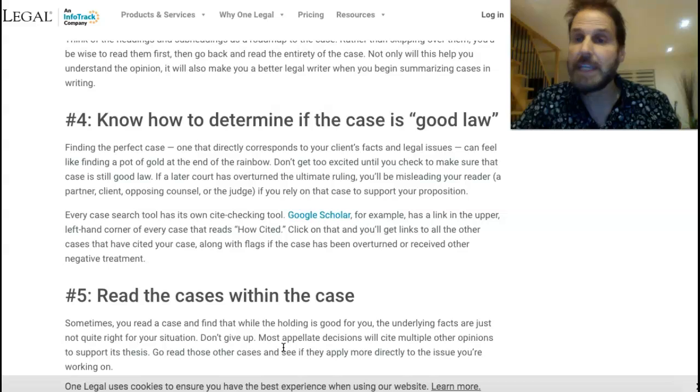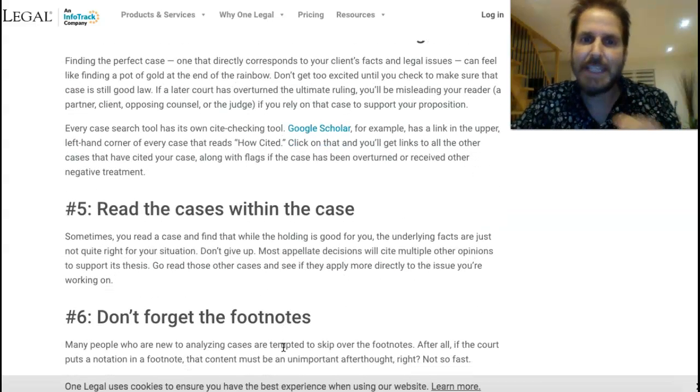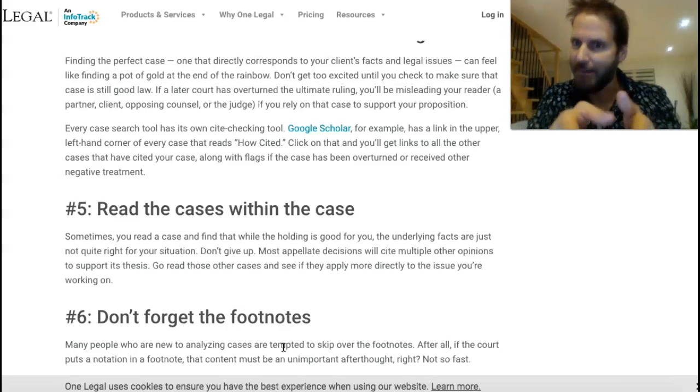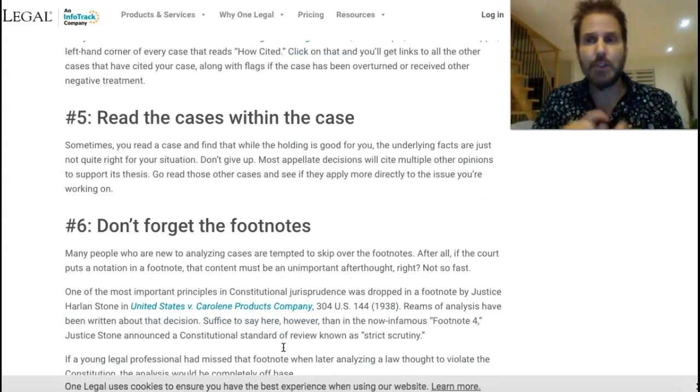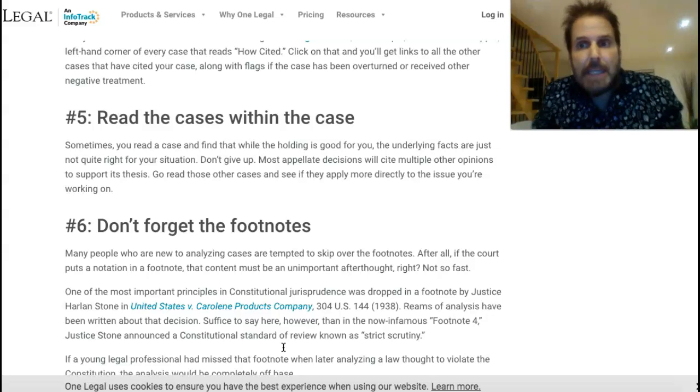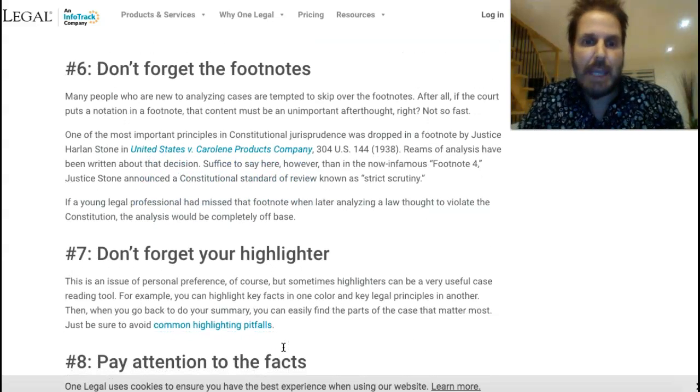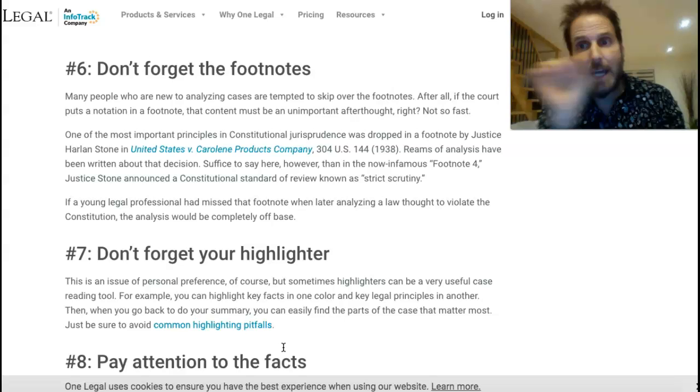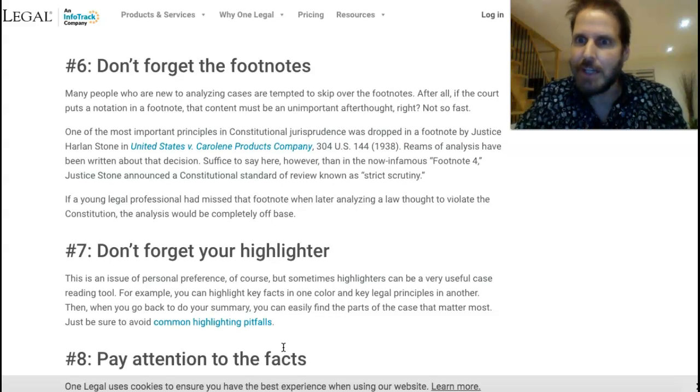Know how to determine if the case is a good law. What is good law? Read, you'll find out. Read the case within the case. What does that mean? Find out. Don't forget the footnotes. The footnotes are at the bottom of the page. And don't forget the highlighter. You know that yellow highlighter? Why? Check it out. You'll find out.